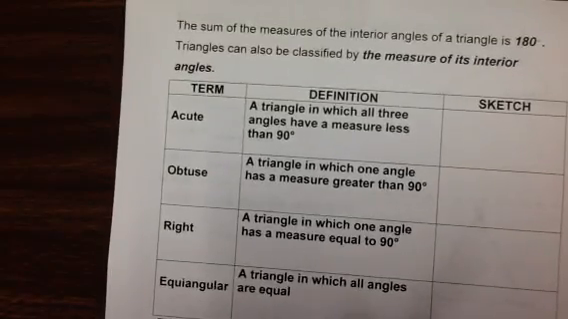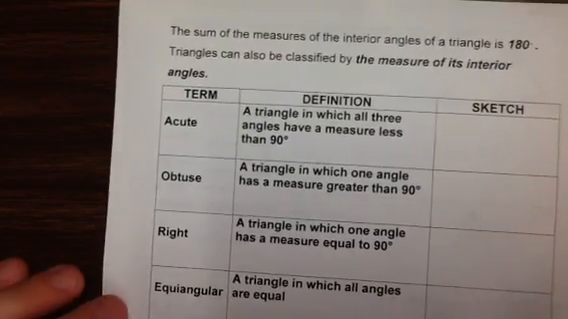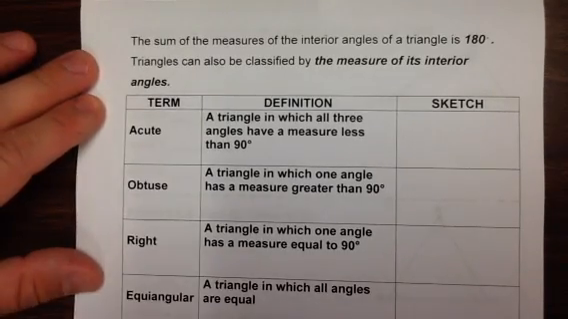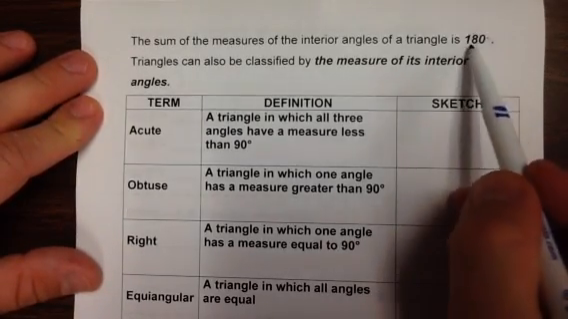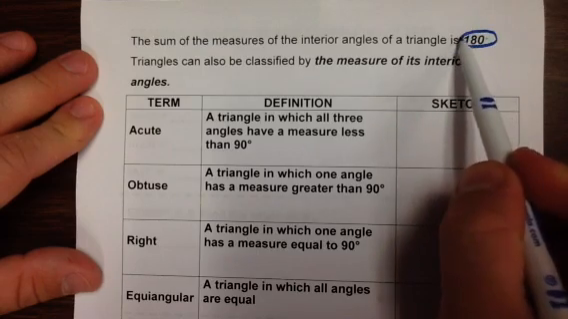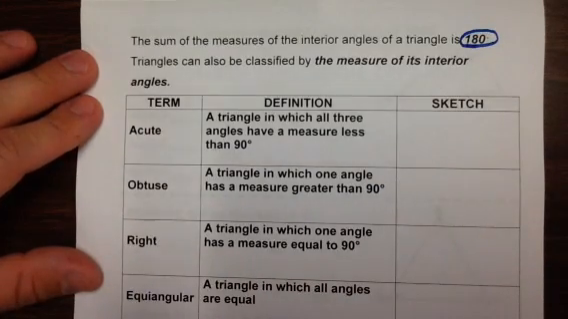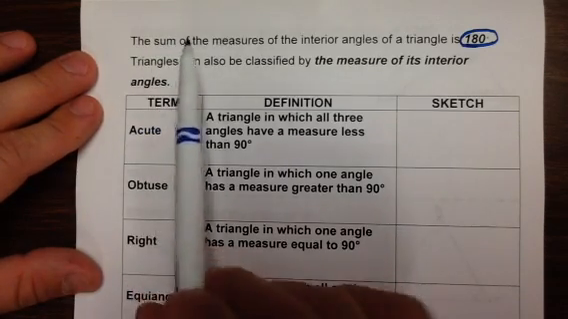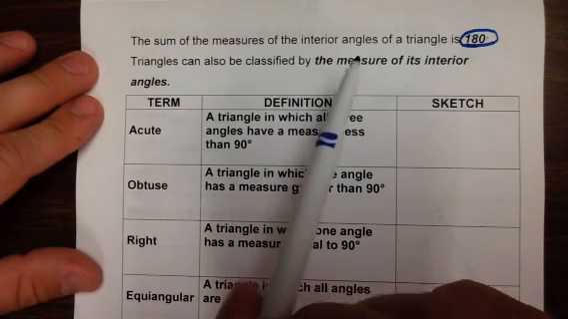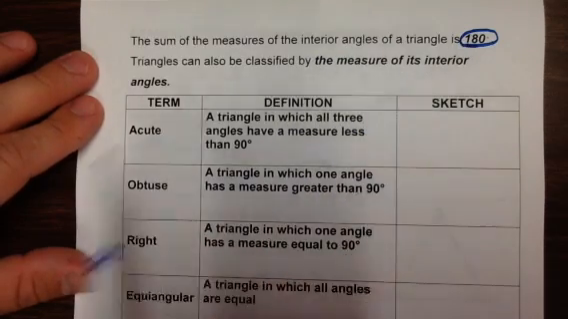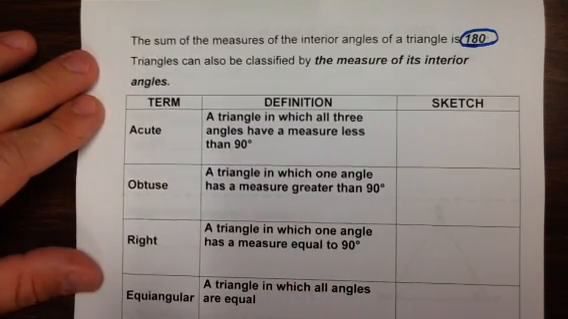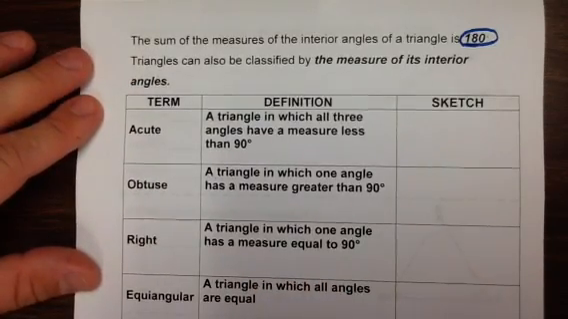So, looking on, the sum of the measure of the interior angles of a triangle is 180 degrees. This may be the most important thing in these notes to make sure you retain. Circle it, highlight it, do what you need to make sure you go back and see it again. The sum, adding up all three interior angles of a triangle, I am always going to get 180 degrees. The triangle can also be classified by the measure of its interior angles.